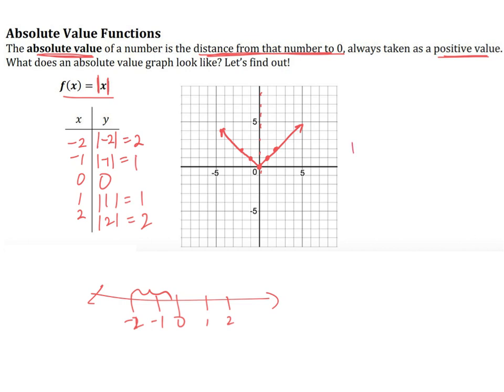And notice the slope is equal to what? Well, on the right-hand side, your slope is equal to 1. That's your right-hand side slope. And on your left-hand side, the slope is equal to what? Well, it's equal to negative 1. So we'll talk about that a little later.